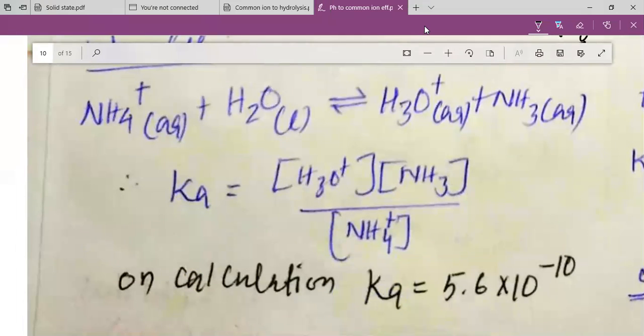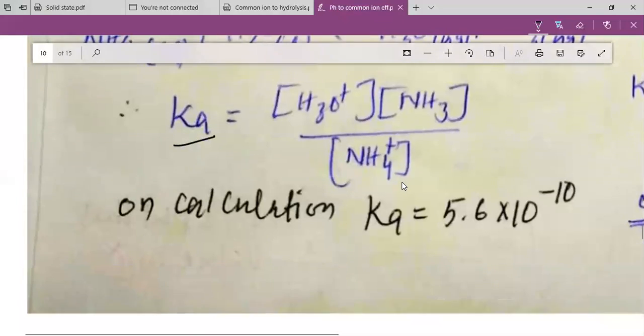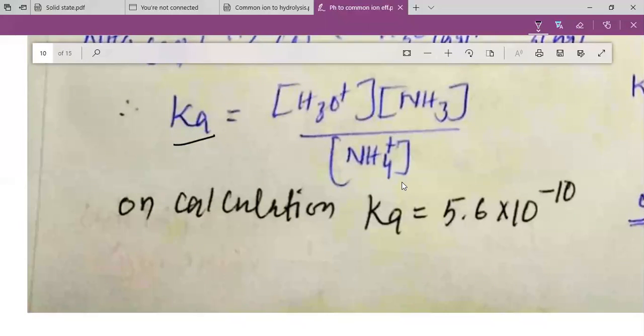You know that NH4+, when it reacts with water, produces H3O+ and NH3. For this equilibrium, we can write the acid dissociation constant Ka, that is the concentration of H3O+ multiplied by the concentration of NH3 divided by the concentration of NH4+. On calculation, we found that the value of Ka for this particular acid, NH4+, is found to be 5.6.